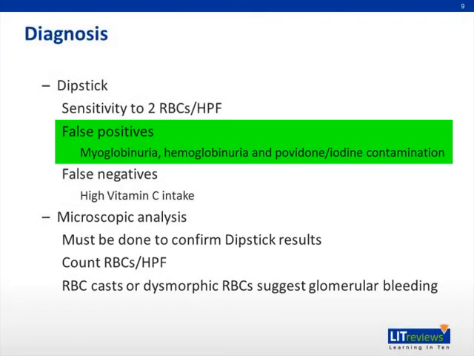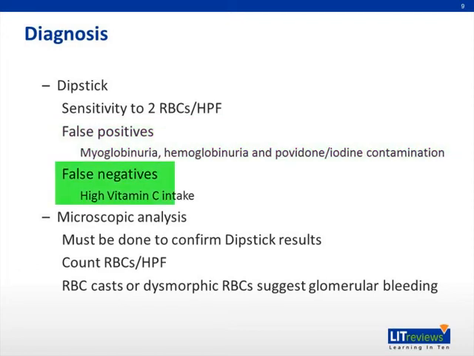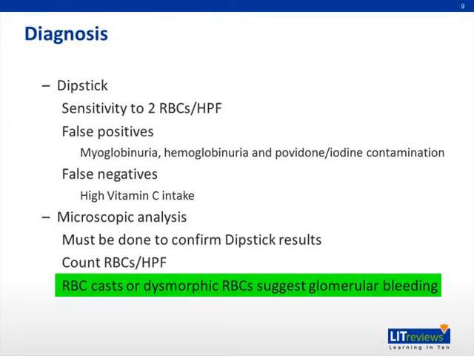False positives include myoglobinuria, hemoglobinuria, and iodine contamination. False negatives include excessive vitamin C intake. If RBC casts or dysmorphic RBCs are seen under the microscope, that would indicate an intrinsic renal etiology.